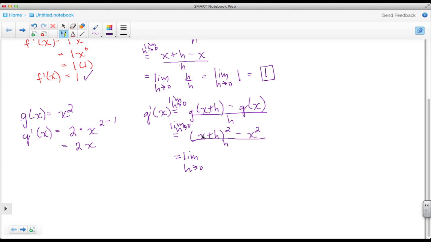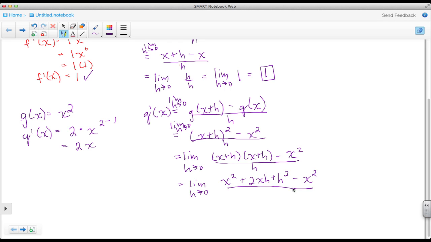What I need to do now is to FOIL this out. So this turns out to be x plus h times x plus h minus x squared, where all that's divided by h, and again it's the limit as h approaches 0. When I FOIL, this turns into x squared plus 2xh plus h squared minus x squared, all divided by h. As we begin to simplify, I have a positive x squared and a negative x squared, so those cancel. Again, I have the limit as h approaches 0.